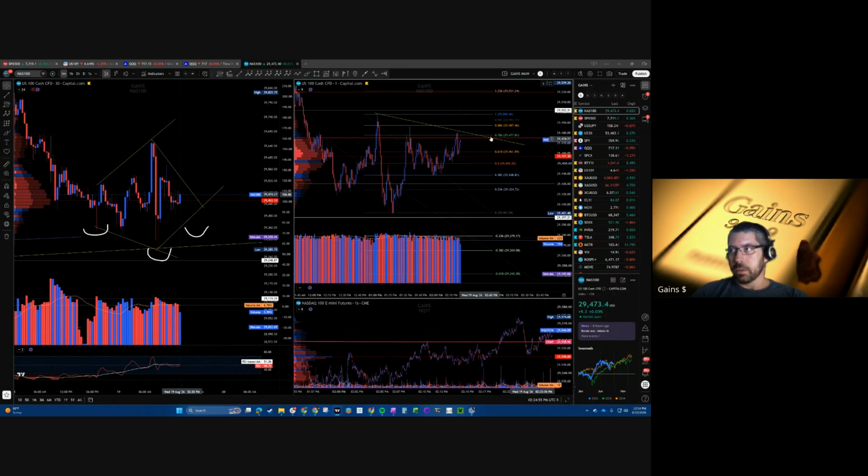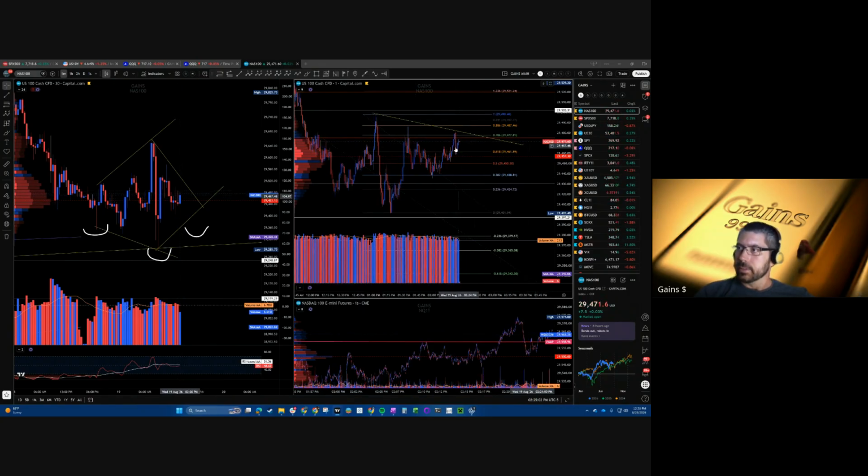Again, you could leave a runner if you'd like, but now that this is looking like a triangle here, I would say take that loot and scoot if you've got longs.